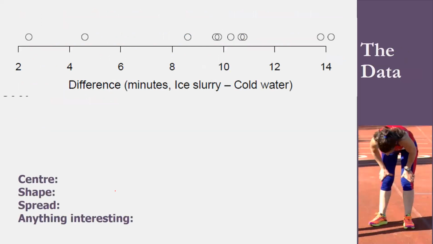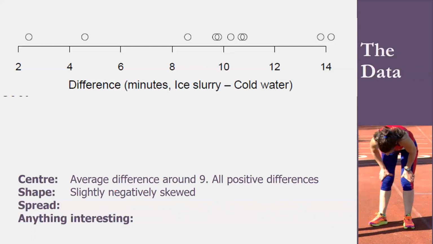Okay, and this is what the plot of the data looks like. Now there's only 10 data points here, so it's a bit tricky to really talk a lot about the shape and the spread, but we'll do what we can. So we can talk about center. It looks like we've got an average somewhere around about 9, and all of our differences are positive.